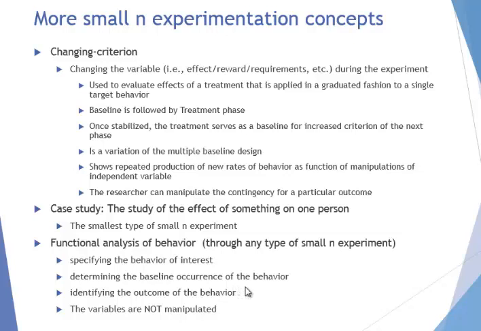Determine the baseline occurrence of the behavior. You want to establish something that would be expected without the treatment or without the independent variable. Then, of course, you want to identify the outcome of the behavior, which is the effect of the treatment on the dependent variable. And you want to make sure that the variables are not manipulated by other confounding variables.